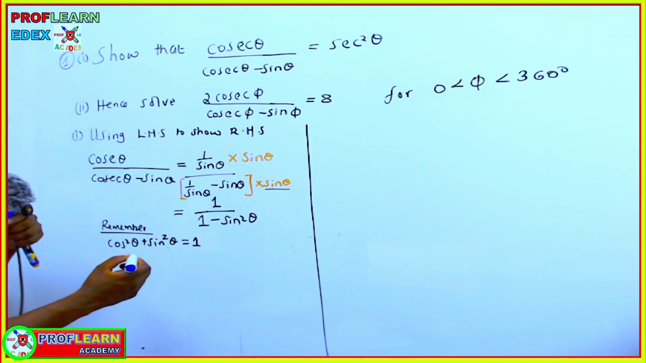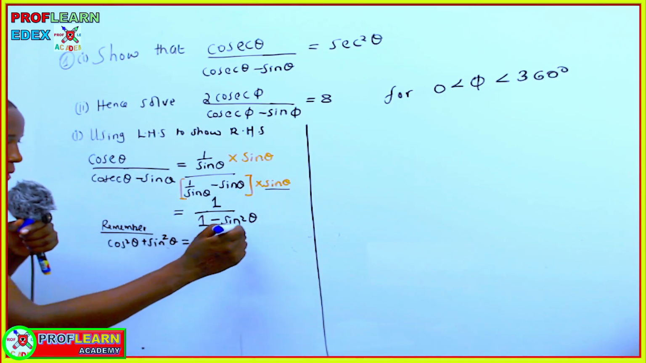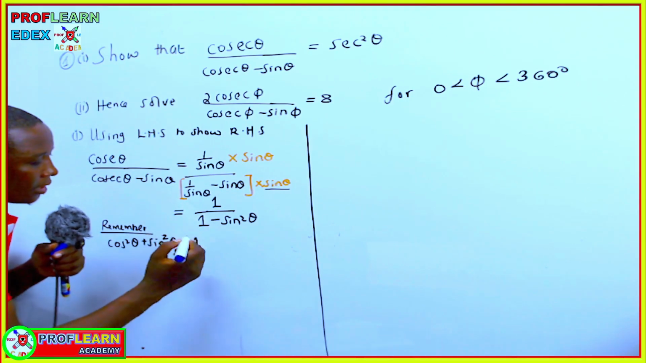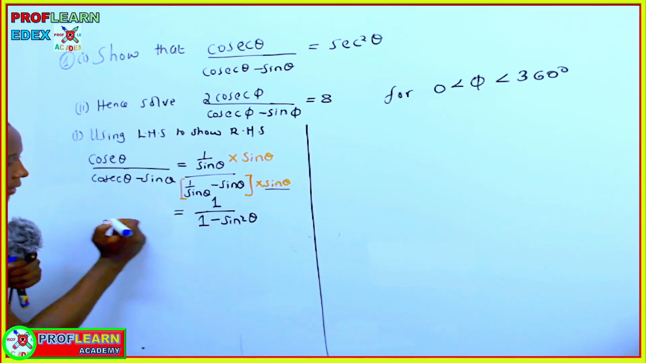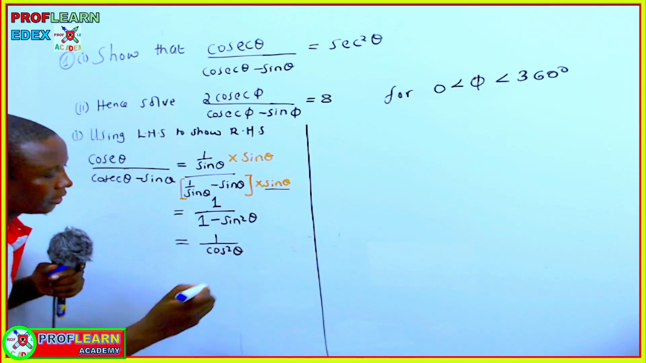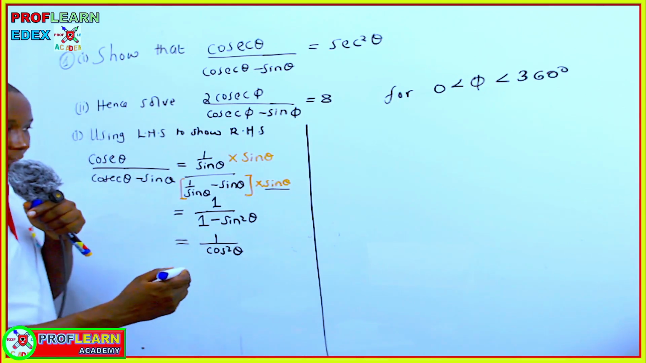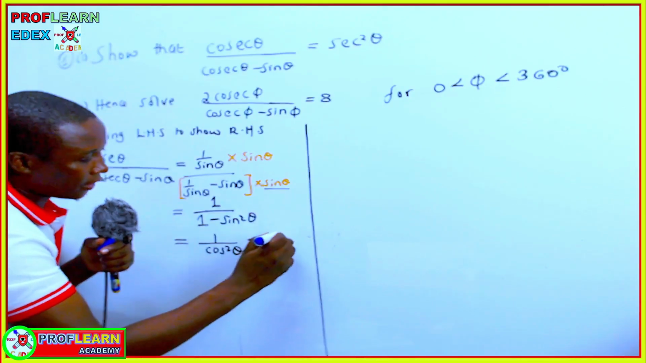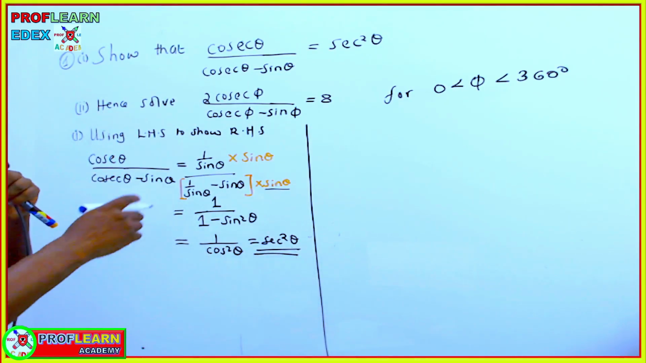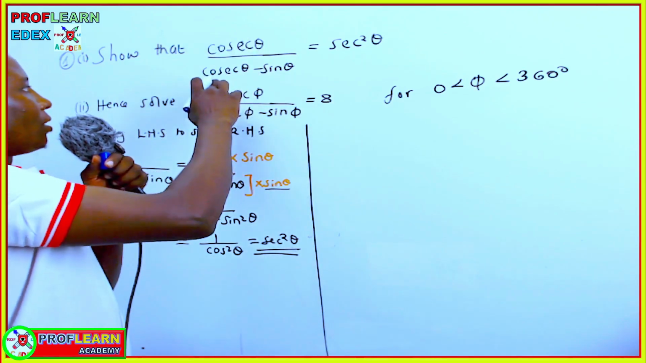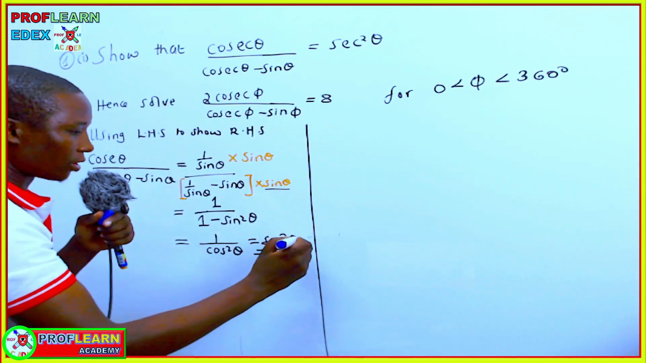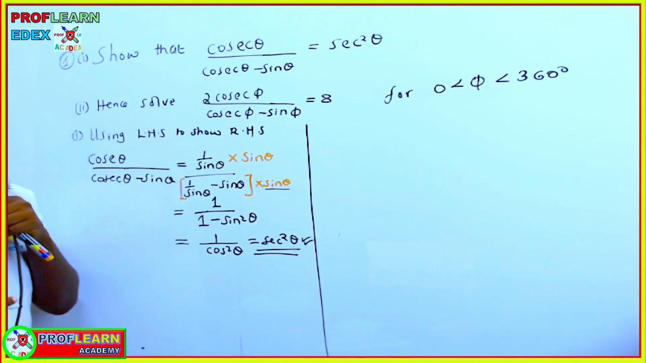So meaning from here, we can show that 1 minus sine squared theta is basically cos squared theta. So this means that the equation we have at this point can be written as 1 over cos squared theta. And 1 over cos squared theta is basically sec squared theta. So we have proven that indeed cosec theta over cosec theta minus sine theta is equal to sec squared theta. So that is what you are supposed to do in order to prove that.